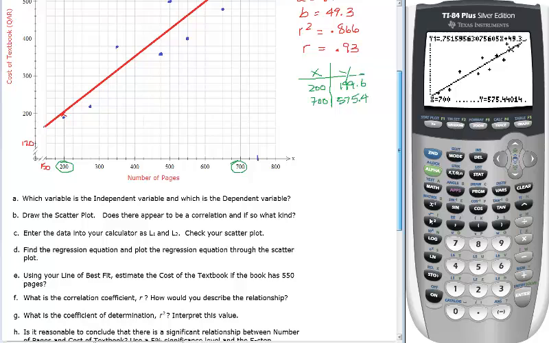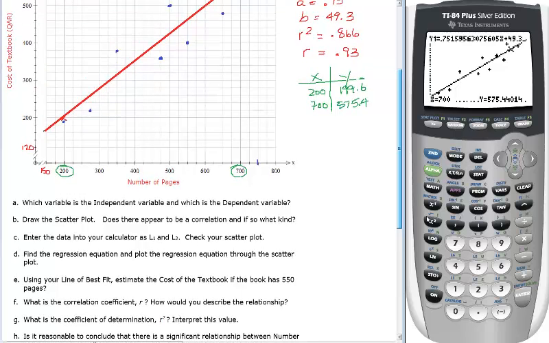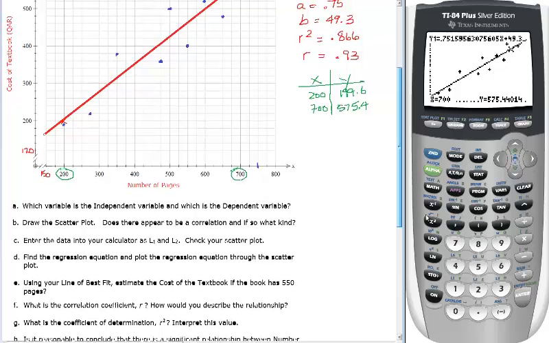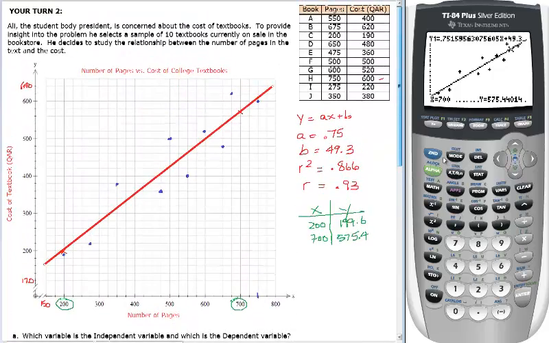Okay, using the line of best fit, question E, estimate the cost of the textbook if the book has 550 pages. Alright, so 550 pages. And again, how do we do that?